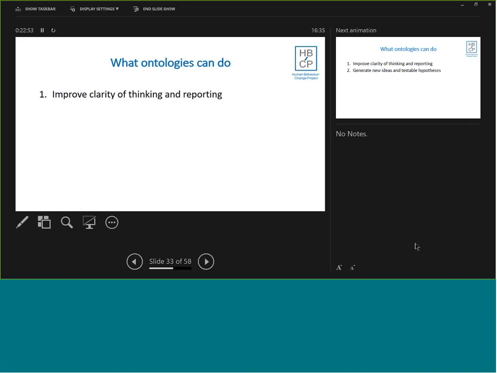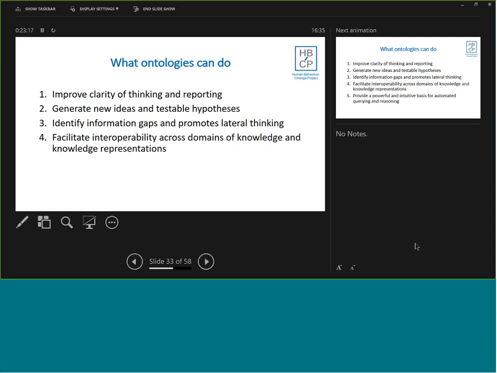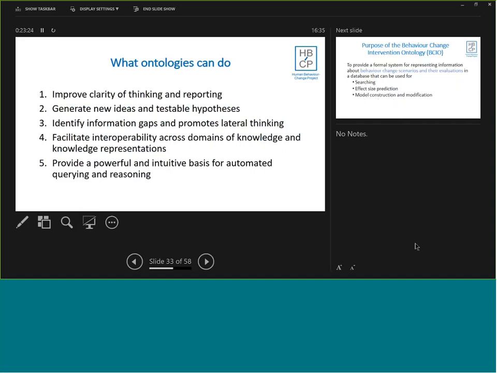Okay, so what can ontologies do? They can improve the clarity of thinking and reporting. They can generate new ideas and testable hypotheses. They can identify information gaps and promote lateral thinking. So some people think that ontologies are very reductionist and deterministic and undermine creativity, but I think the opposite is true. It also facilitates interoperability across domains of knowledge and knowledge representations, and provides a powerful and intuitive basis for automated querying and reasoning. And there's a whole world of ontologies that over the last 2 or 3 years I've begun only to scratch the surface of, but we have ontologists, consultants on our team who are incredibly helpful in developing this work.